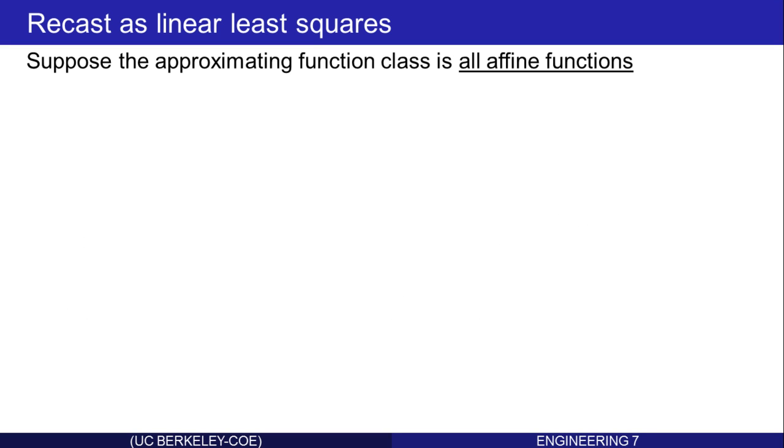Let's start with one of the easiest cases, where the approximating function class is all affine functions. I've written that like this: f sub ab of x is ax plus b. In terms of the basis function description, the first basis function is x and the second basis function is 1. Linear combinations of those become ax plus b times 1.